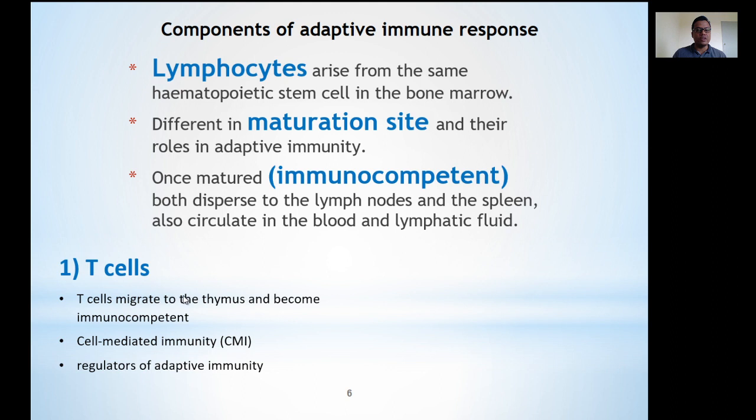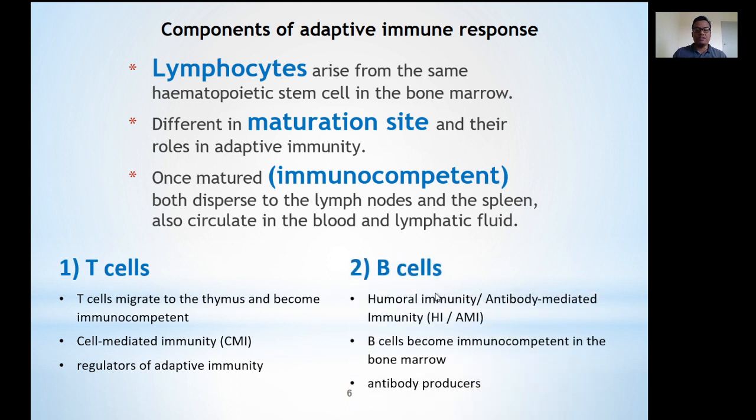Let's have a look at T cells. T cells migrate from the bone marrow to the thymus, and they become immunocompetent. They regulate cell-mediated immunity and are regulators of adaptive immunity.